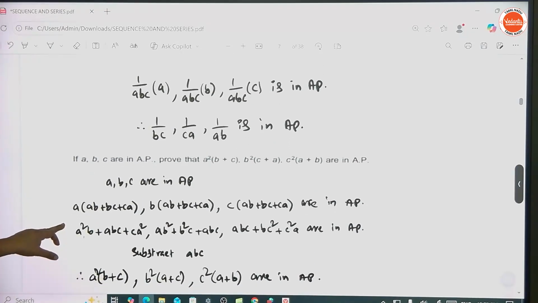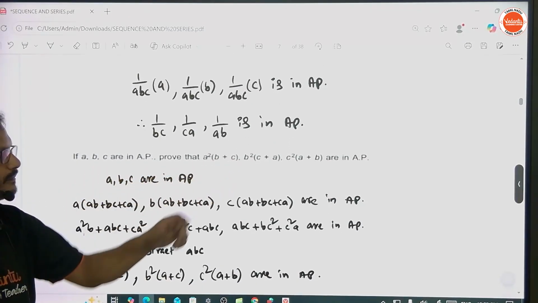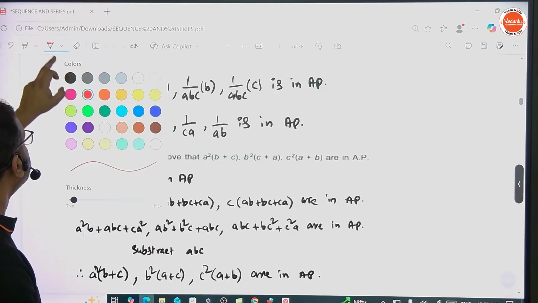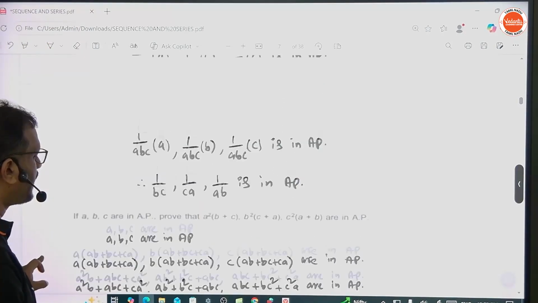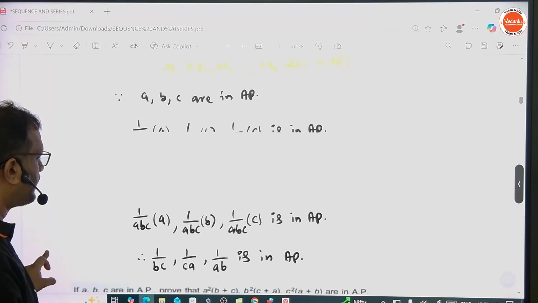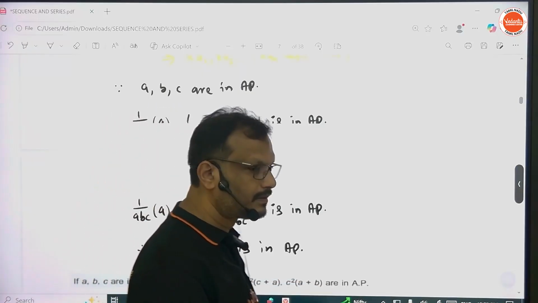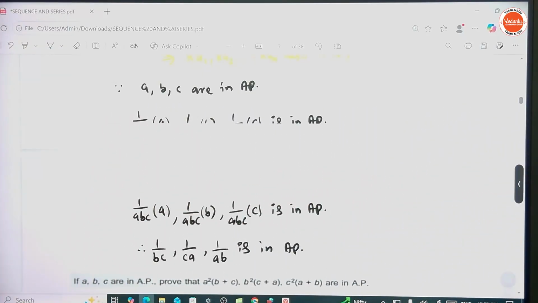Something different here. See, how will you think, how will you get the idea to multiply this? For example, I just multiplied something. Okay, forget about that. Just think how we'll get these terms. A, B, C are in AP, then you have to prove that A square into B plus C, B square into C plus A, and C square into A plus B are also in AP.